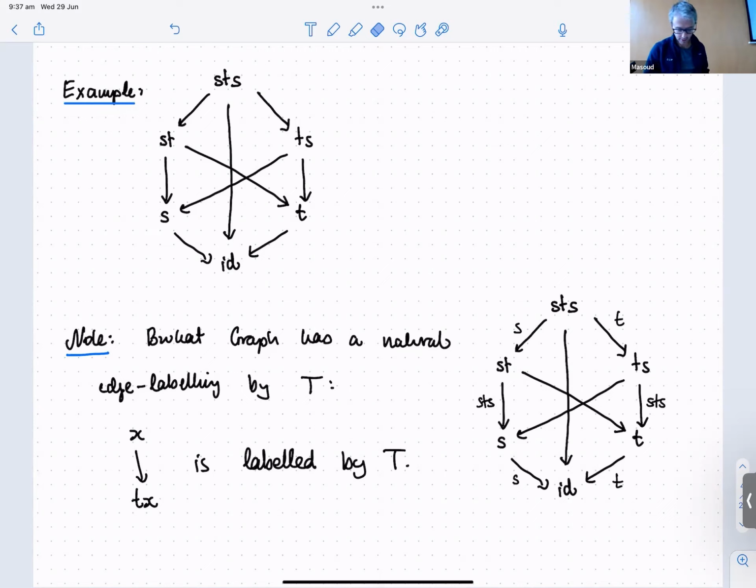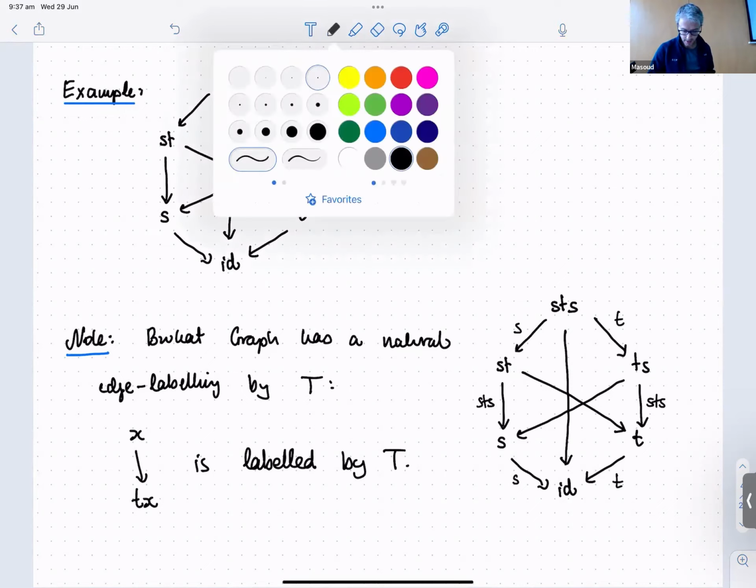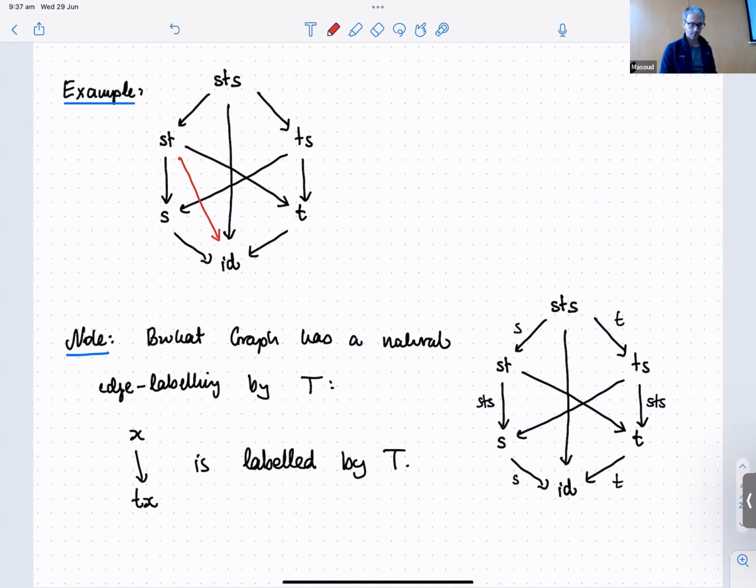So Fern is asking, should there be an arrow here? What do you think? Yeah, ST is not a reflection. So you're absolutely right that there's a covering, so not a covering relation, but identity is less than ST in Bruhat order. Okay, so identity is less than ST in Bruhat order, but we don't have an edge because there's no direct route in this Bruhat graph.